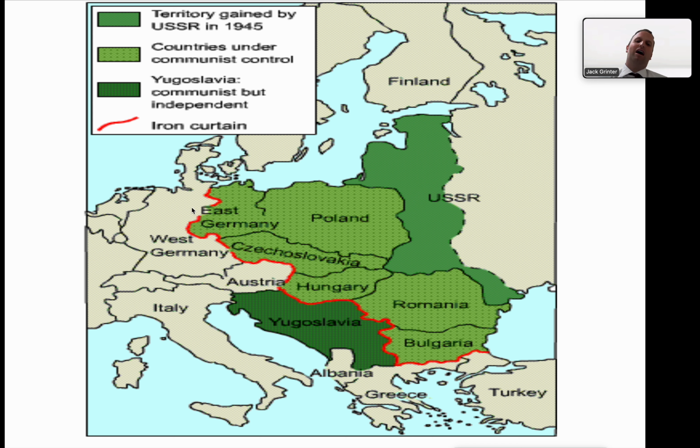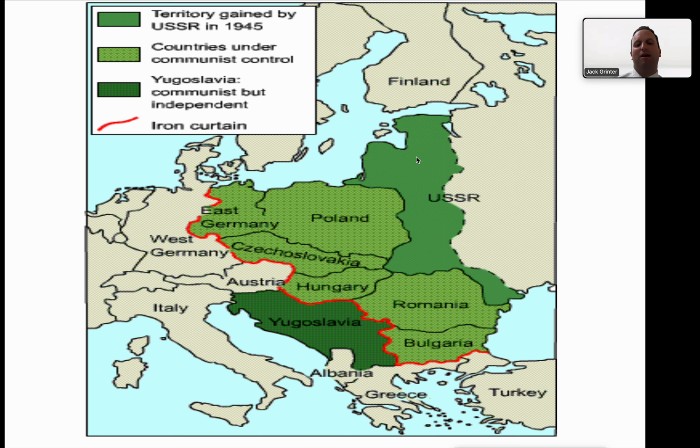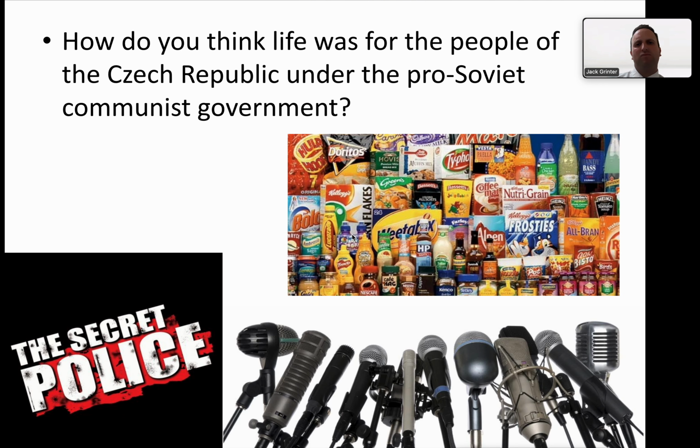So Czechoslovakia, it had become a communist state and a satellite state in 1948. Like Stalin had supported the Communist Party in Czechoslovakia taking power there. And life in, that should really say the people of Czechoslovakia, because it's Czechoslovakia until the 1990s when it splits then into Czech Republic and Slovakia. So apologies for that. But life for the people of Czechoslovakia under the Soviet government was quite poor.